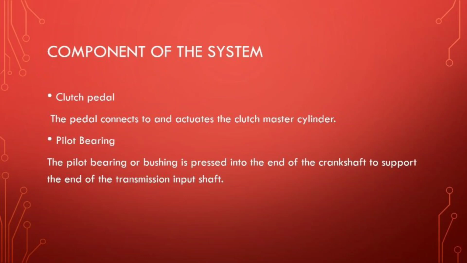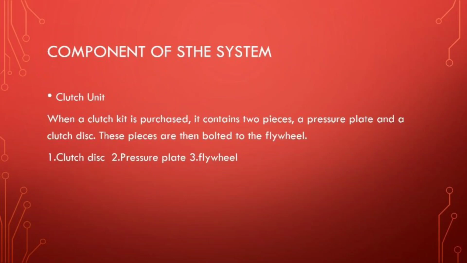Pilot bearing. The pilot bearing or bushing is pressed into the end of the crankshaft to support the end of the transmission input shaft. Clutch unit. When a clutch kit is purchased, it contains two pieces, a pressure plate and a clutch disc. The pieces are then bolted to the flywheel. Clutch disc, pressure plate, and flywheel.